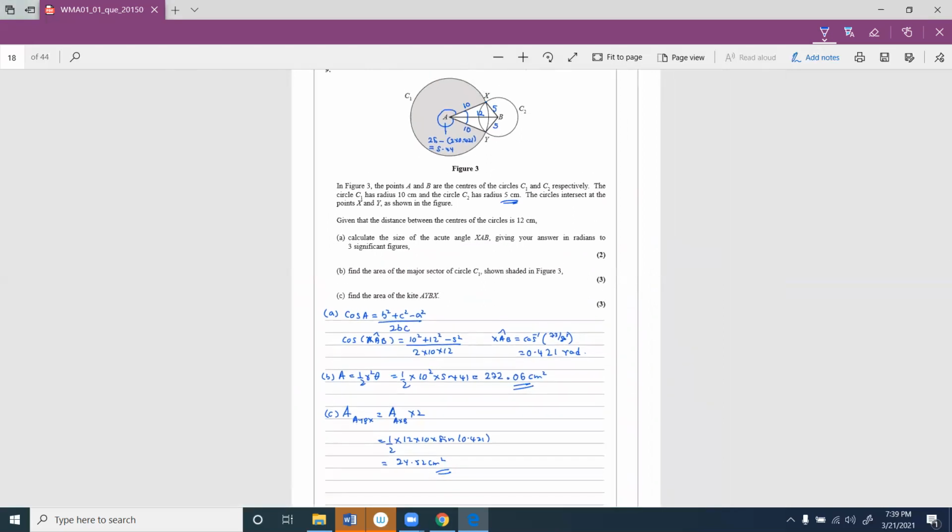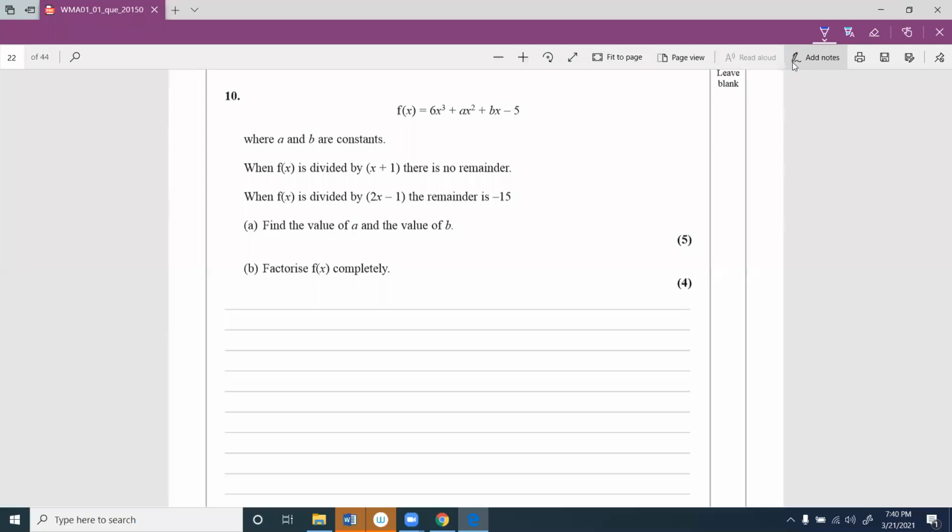I have marked all the information in the diagram as well. Right. Over here, they have given f(x), some kind of a cubic function with a and b as constants. We need to find a and b for this question.